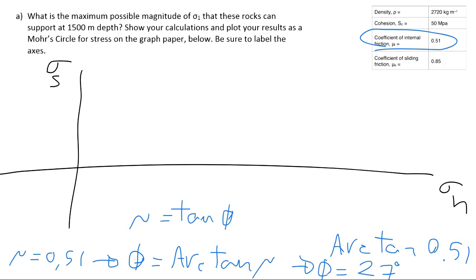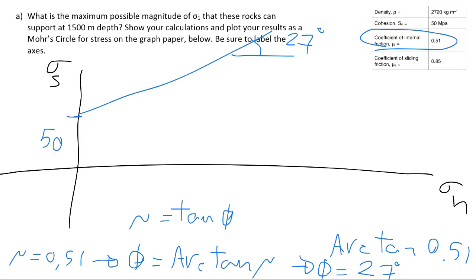So how you can manage this? You count along sigma s, 50 megapascal, right? You scale that one and you find the 50, and from 50 you use a protractor to draw a line with the angle of 27 degrees. Okay, so again, my drawing is not perfect because I don't have my protractor.